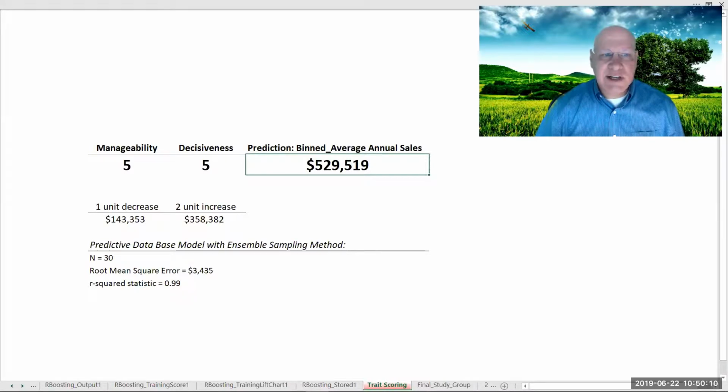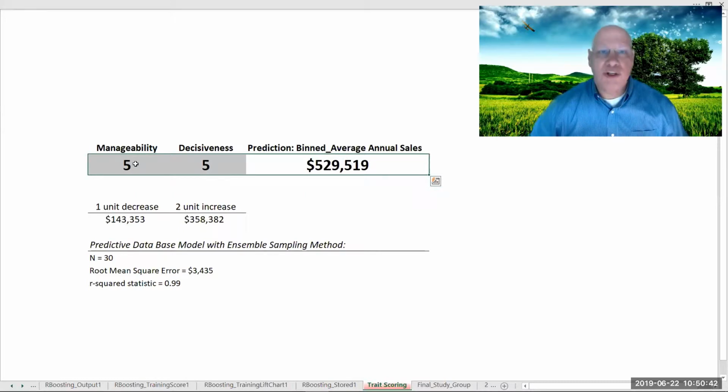For this salesperson that I have up on the screen, we're focusing on two very important behavioral traits. And the sales manager should be aware that movement in either of these two traits will be very beneficial to the organization. I'll demonstrate. Manageability. This is an average score of a five on a 10-unit scale.